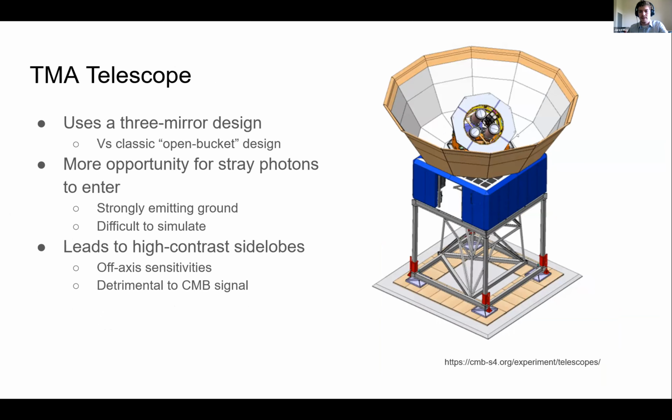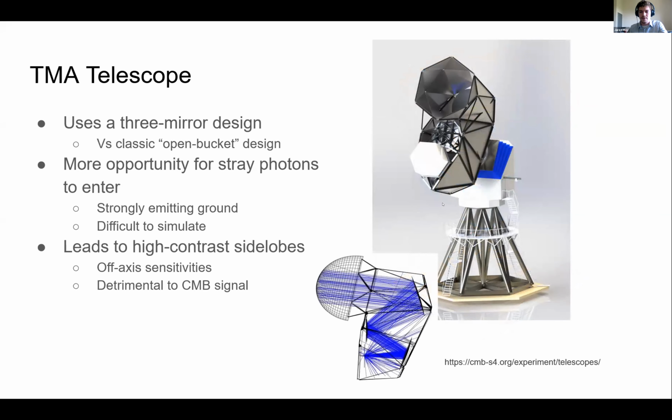So more classically, a lot of CMB telescopes have this open bucket design. And this bucket here is used as a shield to protect the telescope from stray noise that may come from the strongly emitting ground. But the TMA uses a very different design. It uses three mirrors. You can see the optical path on the bottom here, where the photons enter, bounce off 1, 2, 3 mirrors into the detector plane. And there's more opportunities for stray photons to enter in and bounce around and perhaps hit the detector.